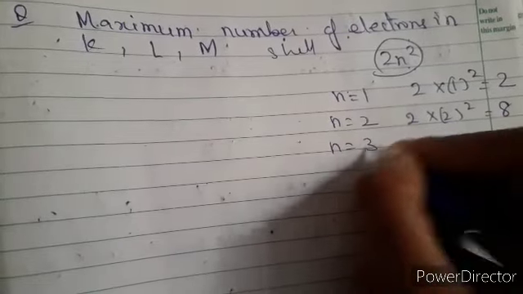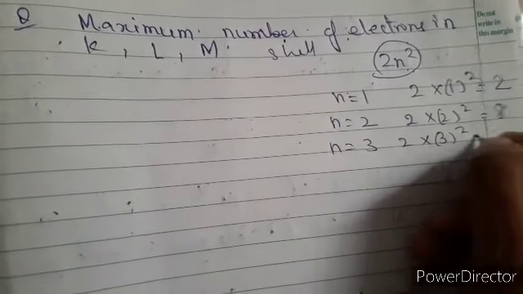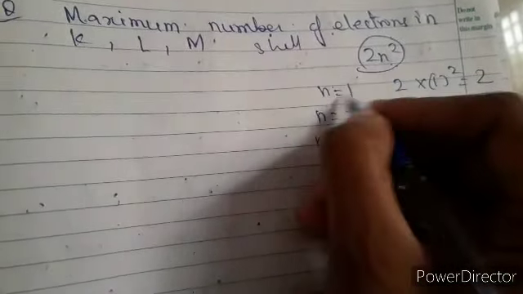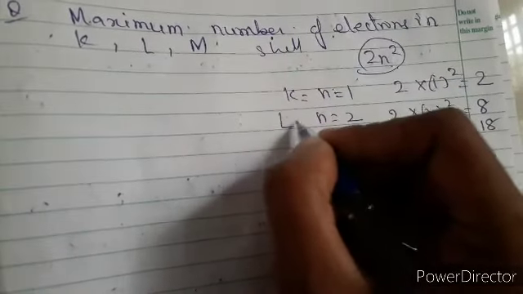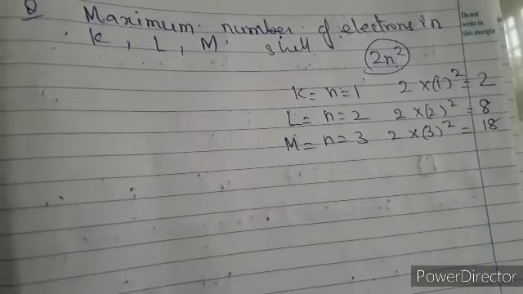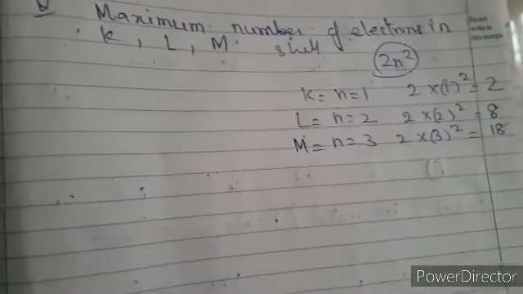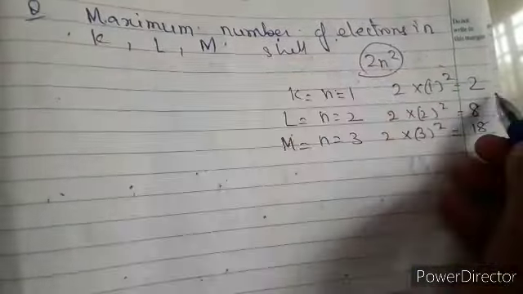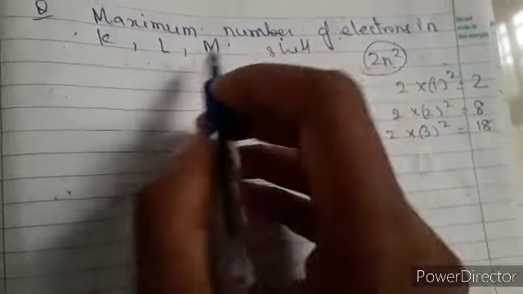When n is equal to 3, 2 into 3 whole square, you will get 18. And n1 means you are talking about K, n2 means you are talking about L. This is M. If K, L, M, N, then you are talking about n equal to 4. Now you got the answers. K will hold 2 electrons, L will hold 8 electrons, M will hold 18.